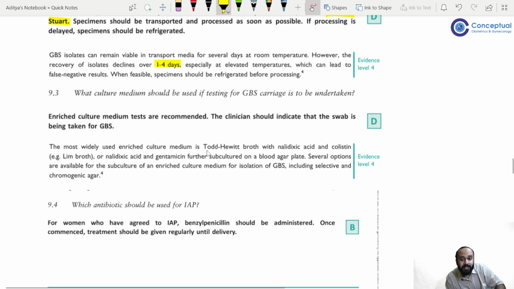What should be the culture medium after it has reached me in Stuart's medium? What should I culture it on? So Todd Hewitt broth with nalidixic acid and colistin or gentamicin, basically enriched culture mediums. We add these antibiotics, nalidixic acid, colistin, gentamicin, to reduce all other organisms and only promote the growth of GBS. So Todd Hewitt broth is the answer. You don't need to know anything more about it.